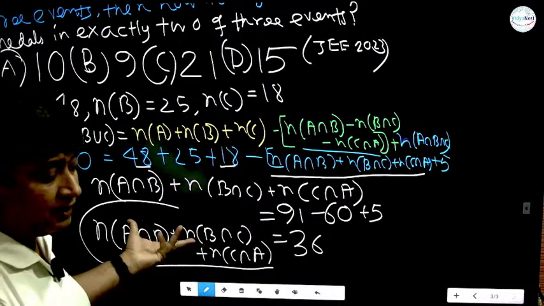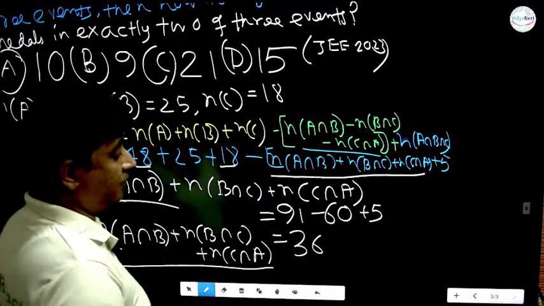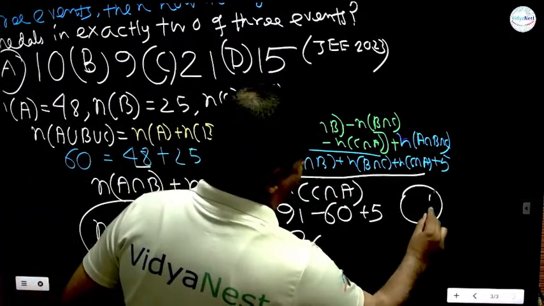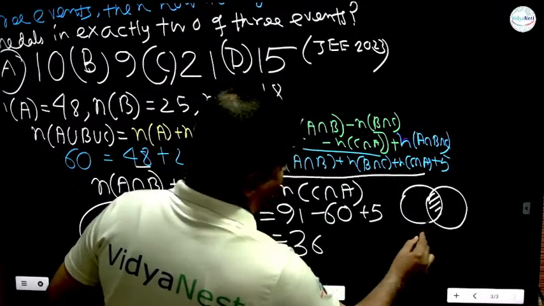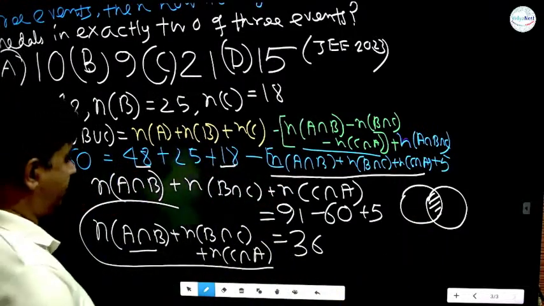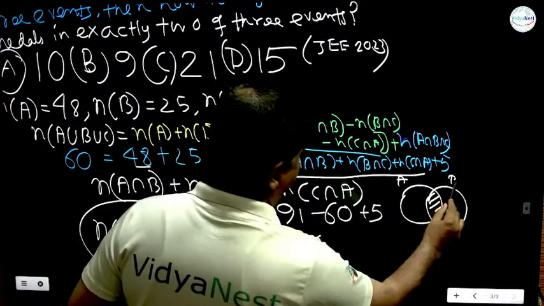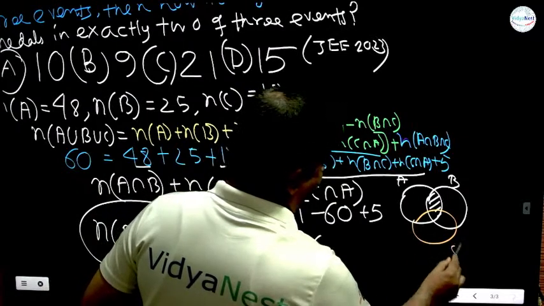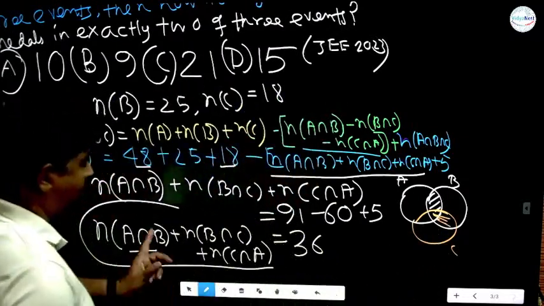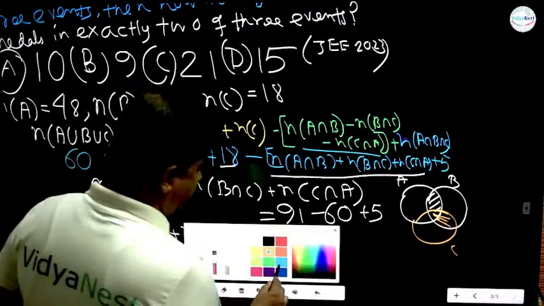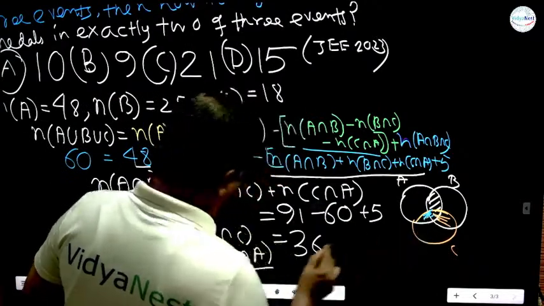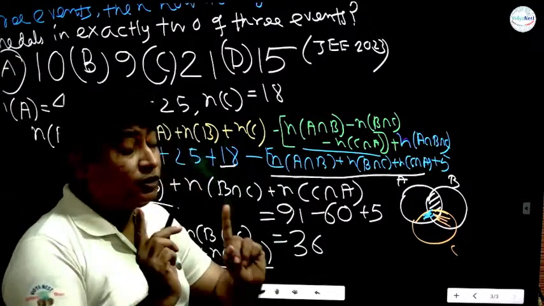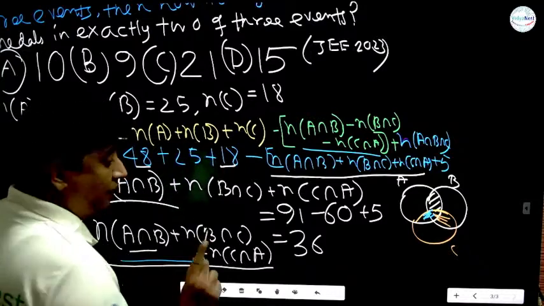What is meant by that? Actually, this part is what? See, three sets are overlapping with each other. This is A intersection B. Yes or no? This is B intersection C. And this is C intersection A. Yes or no? Those three are added. But what have I been told?